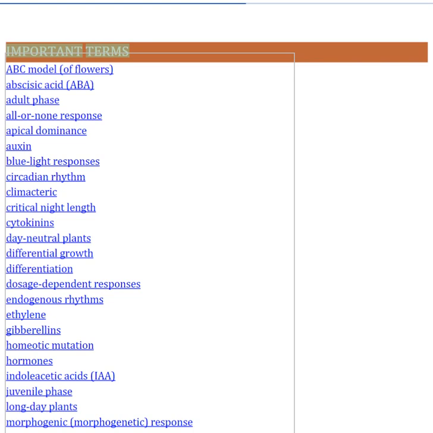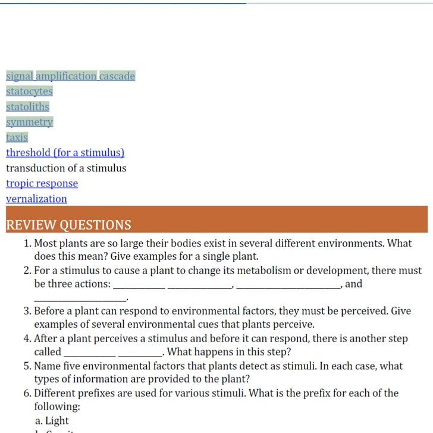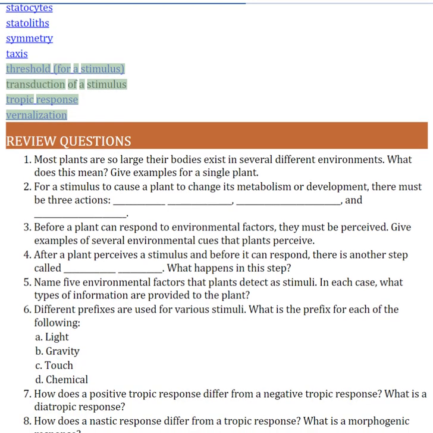Important terms: signal amplification, cascade, statocytes, statolith, symmetry, taxis, threshold, transduction of a stimulus, tropic response, vernalization.